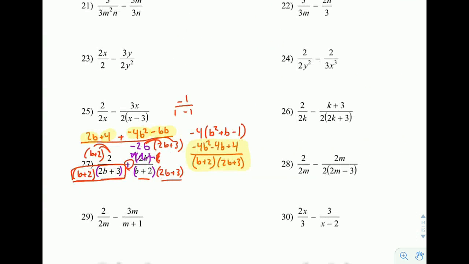So again, with all these subtraction problems, you just want to immediately turn it into an addition problem and then take your time working through to get a common denominator and clean it up.